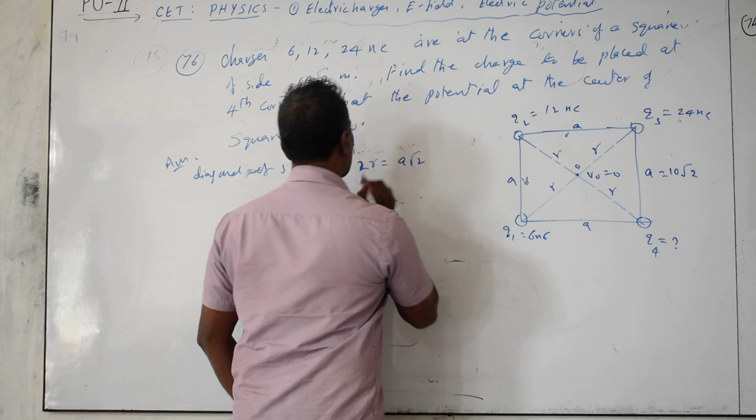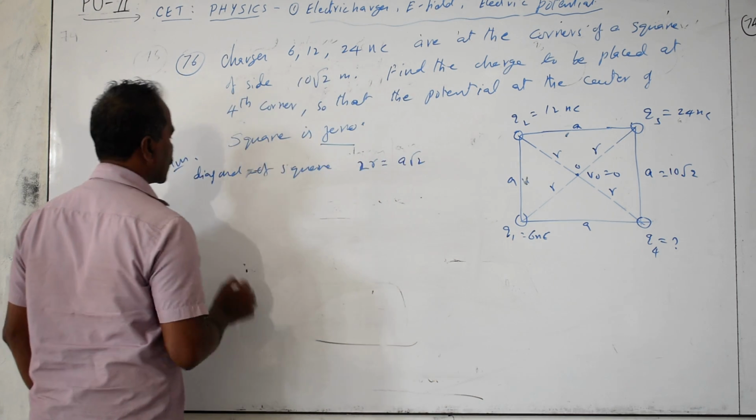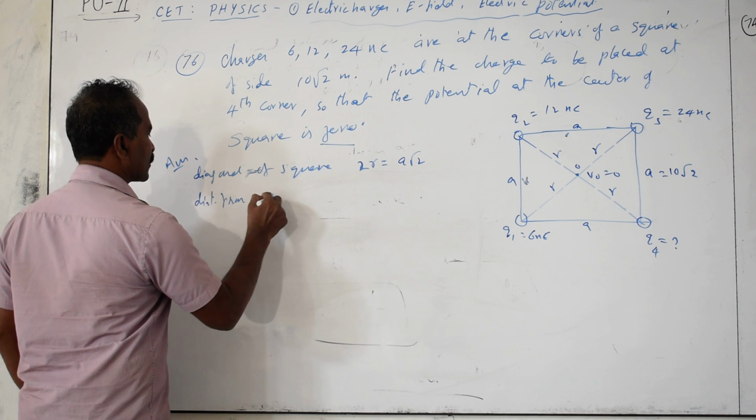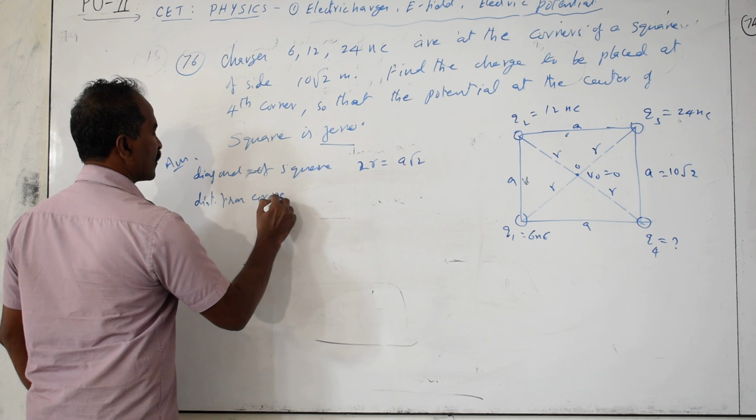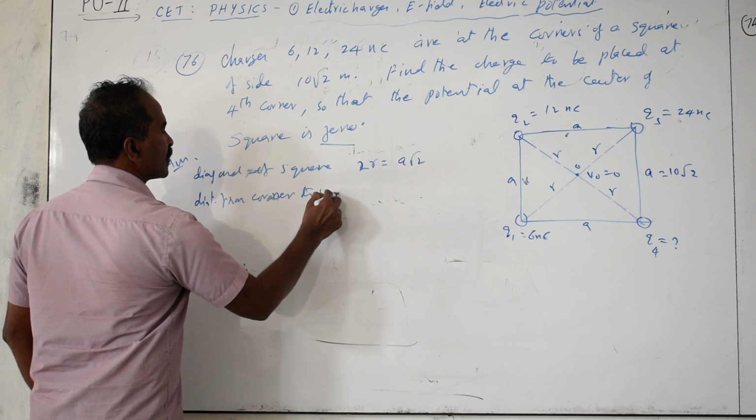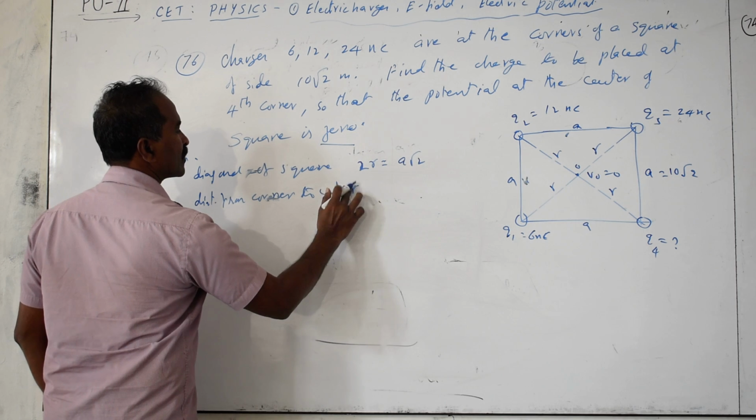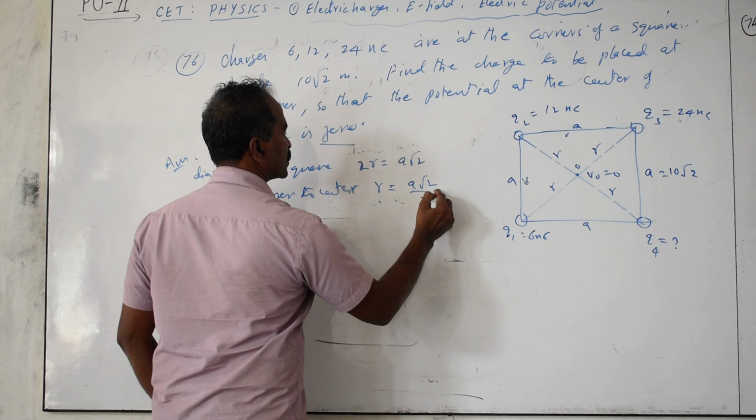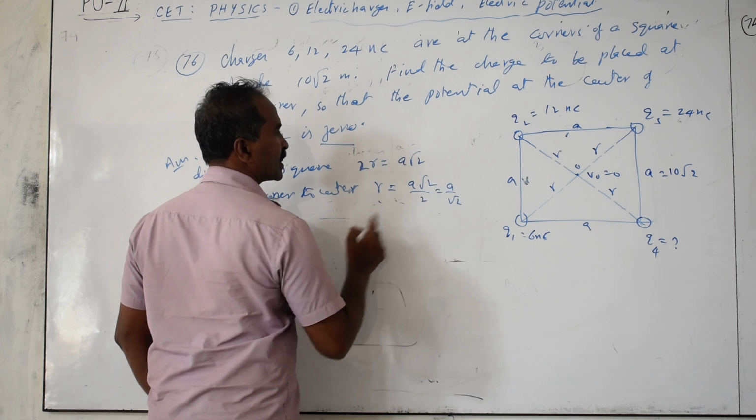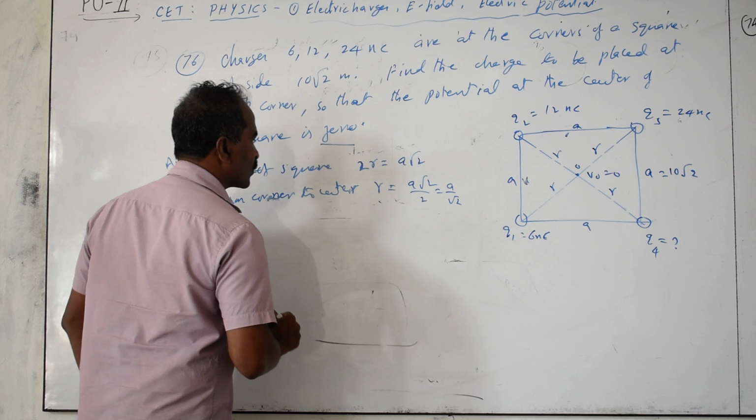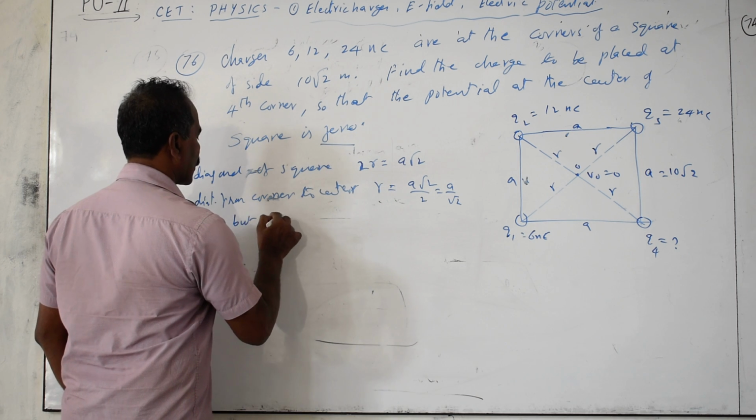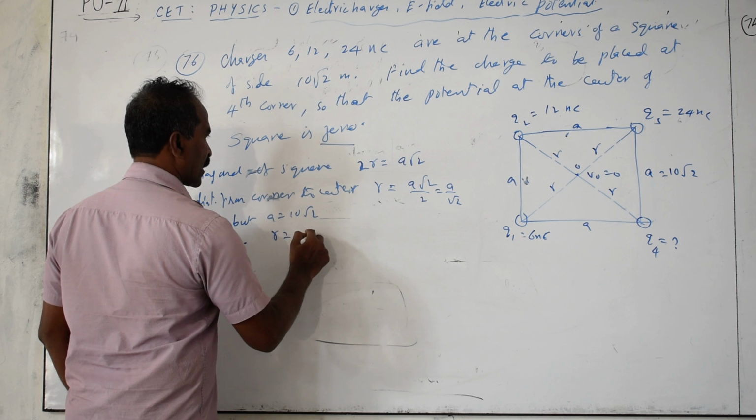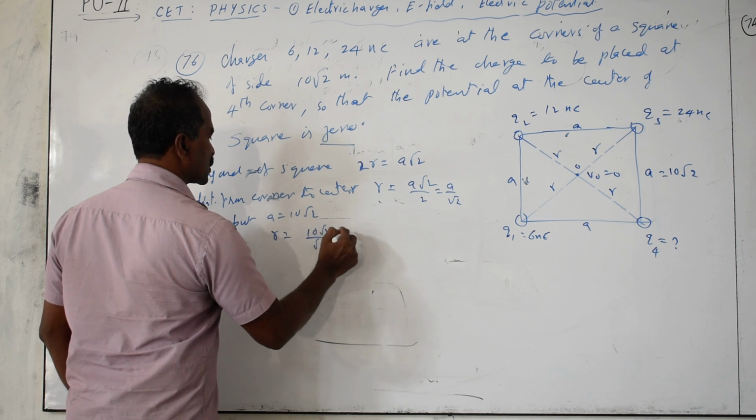We want the distance from the center to the corner, every corner, each one, to the center of the square. R is equal to A root 2 by 2, which is A by root 2. But A is given already for you. What is A? 10 root 2. Therefore, R is equal to 10 root 2 by root 2, which is equal to 10.